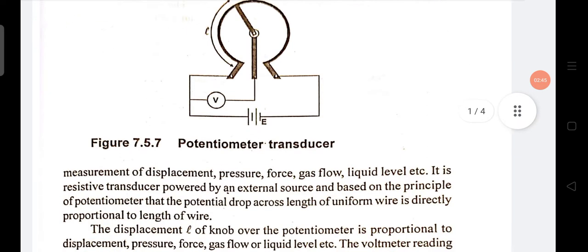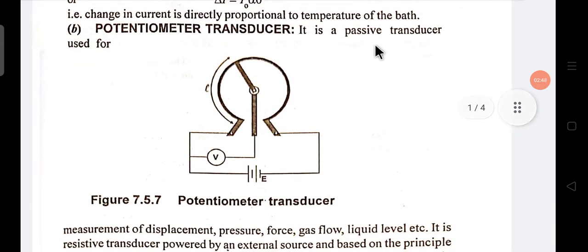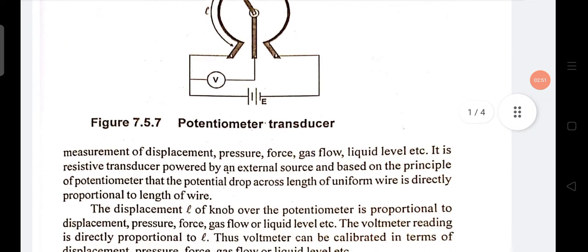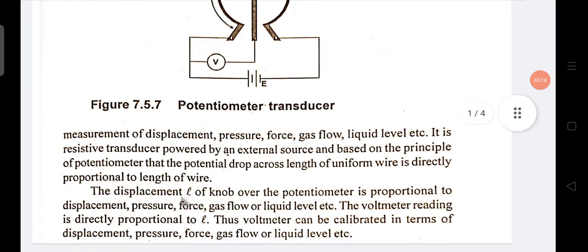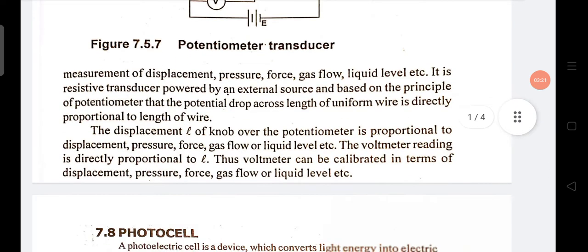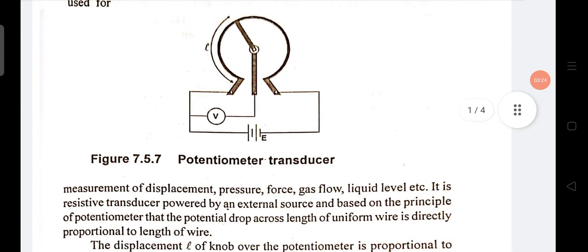Here you see the potentiometer. It is a passive transducer used for measurement of displacement, pressure, force, gas flow, liquid level, etc. It is a resistive transducer, operated by an external source and based on the principle of the potentiometer, that the potential drop across the length of a uniform wire is directly proportional to the length of the wire.